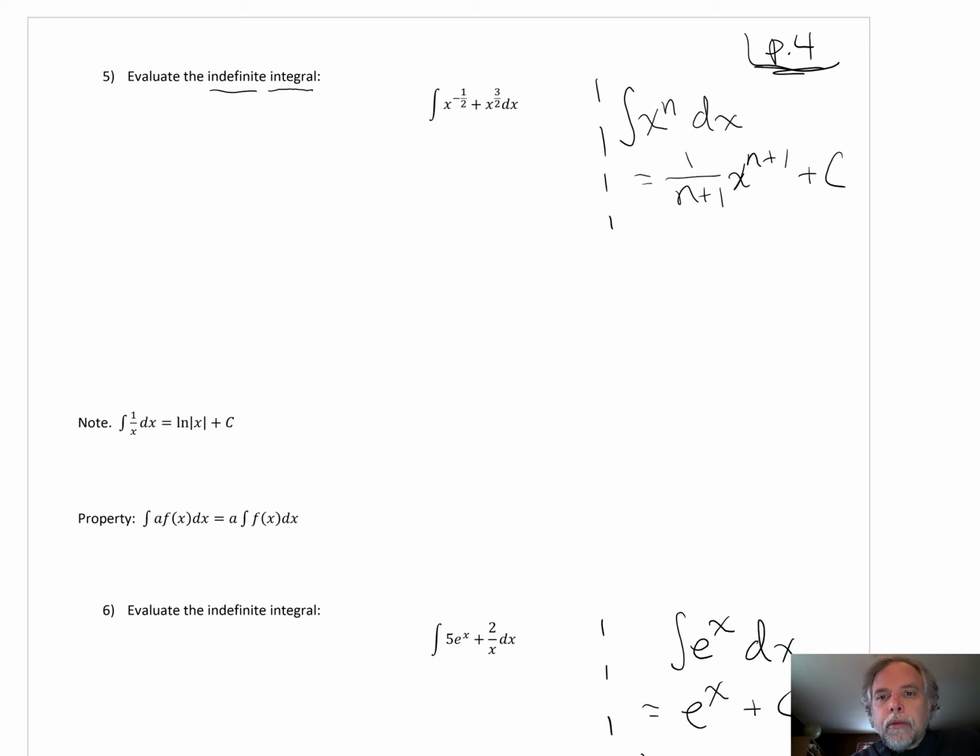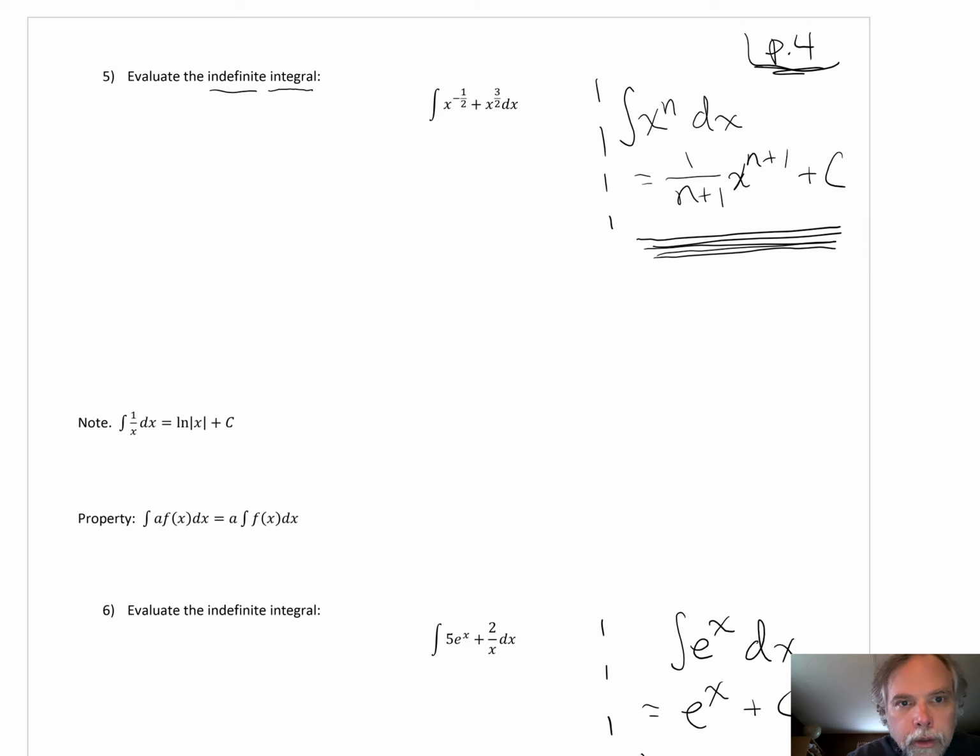For this first problem, we have the integral of x to the negative 1/2 power plus x to the 3/2 power dx. Both of those terms are x to a power, so they're both going to use what we call the reverse power rule. Because we're doing antiderivatives now, going backwards, when we take the integral of x to the n, we increase the power by 1, and then we need to pick up a 1 over that new power, n plus 1.